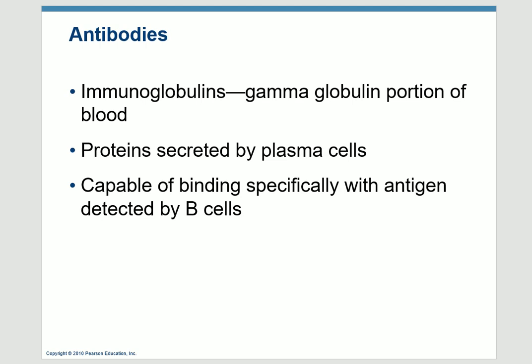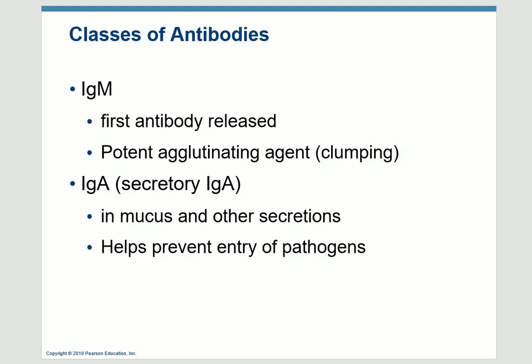So moving on to antibodies. We have immunoglobulins, which are special protein antibodies. They're proteins that are secreted by the plasma cells, and antibodies are capable of binding specifically with antigens detected by B cells. Remember, antigens are name tags. We have some classes of antibodies. There are different types of immunoglobulins. Anytime you see Ig, you know that you're looking at an immunoglobulin. IgM, immunoglobulin M, is the first antibody released, and they're going to clump anything that doesn't belong.